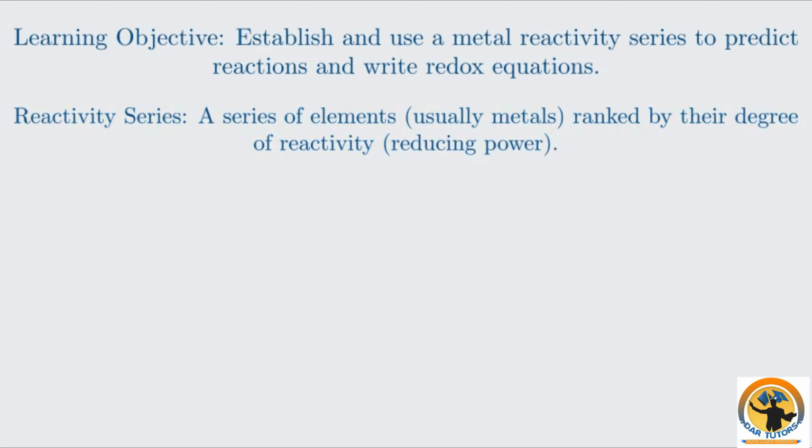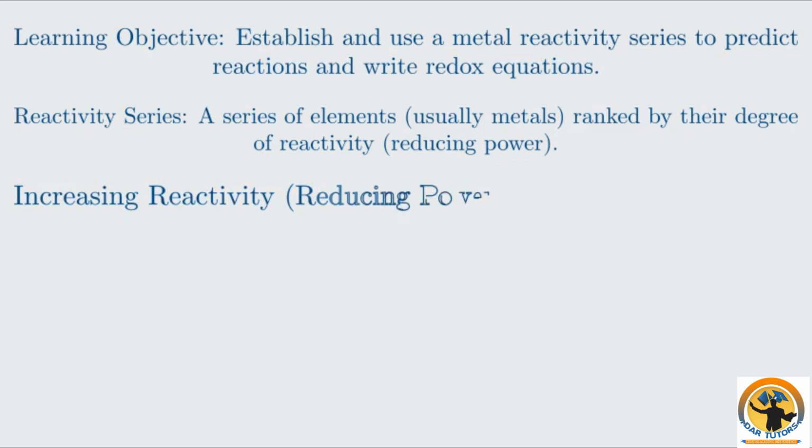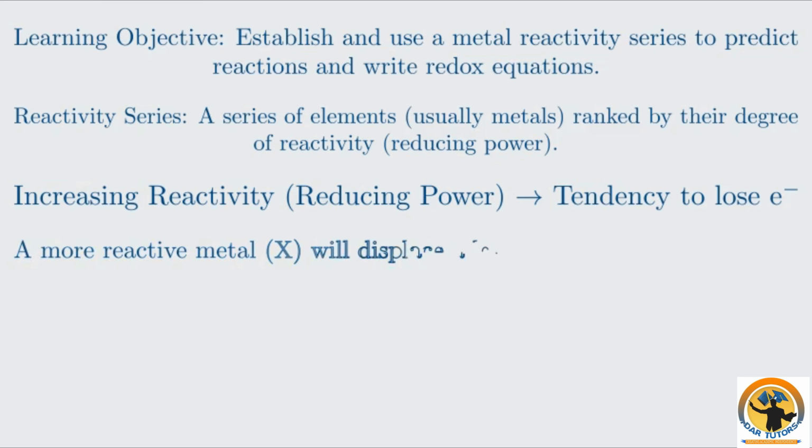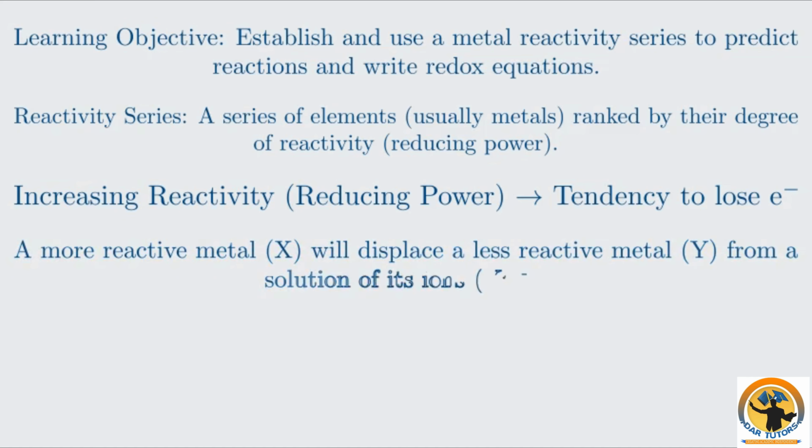The more reactive a metal is, the stronger its reducing power, meaning it has a greater tendency to donate electrons. A metal higher in the series is a stronger reducing agent. This concept allows us to predict single displacement reactions. A more reactive metal will displace a less reactive metal from a solution of its ions. In other words, the stronger reducing agent takes the electrons from the weaker one.